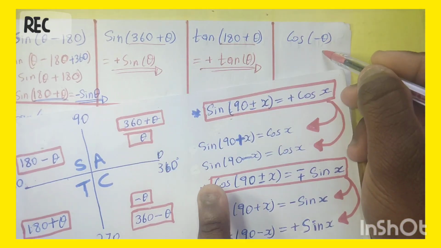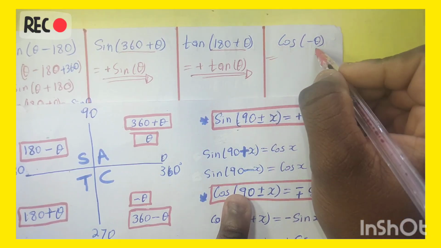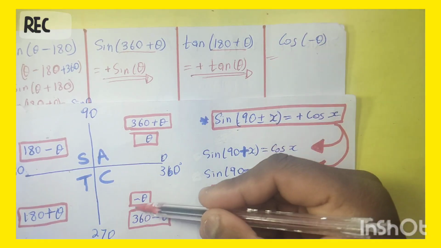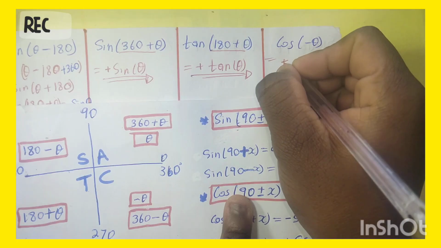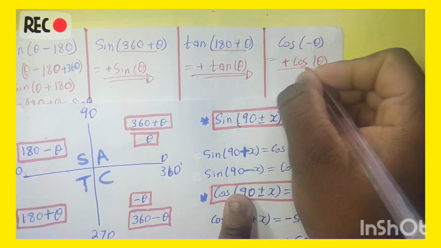Then for this one, there are many ways that I can do it. I can even tell you that this is a position on the fourth quadrant, meaning that's where cos is positive. Then this will be like this.